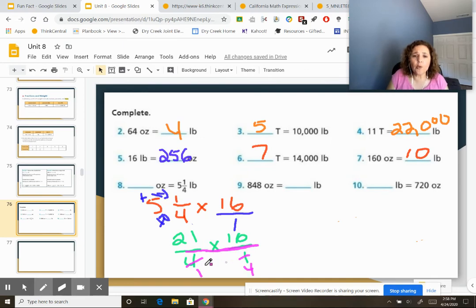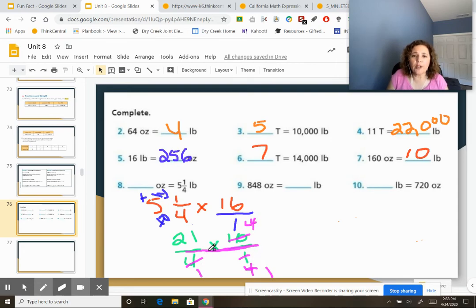And so now it's 21 over 1 and 16 over 4. I know that 4 goes into 16 4 times, so that's going to become a 4. And 4 divided by 4 is 1, so that's going to become a 1. Whatever I do to the top, I do to the bottom. If I divide this by 4, I have to divide that one by 4.